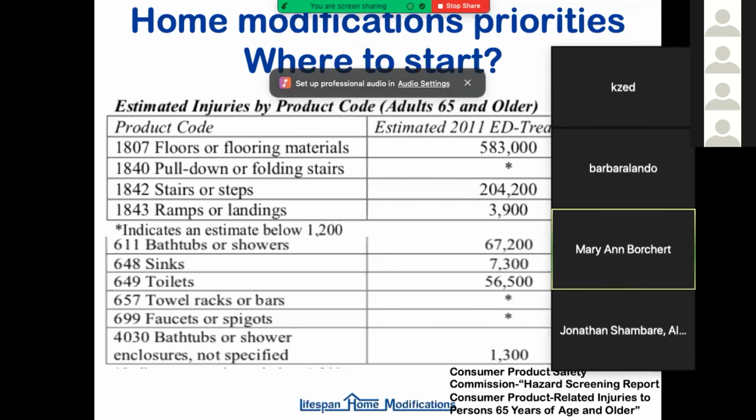How do we know where to start with home modifications? I always like to start with data.